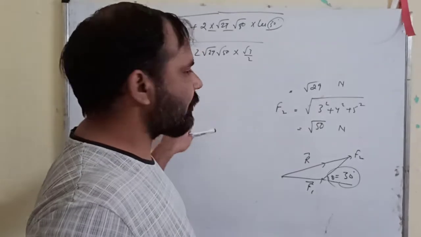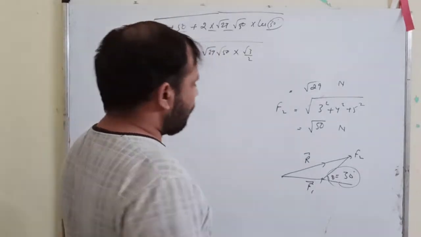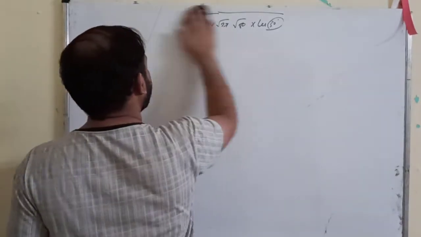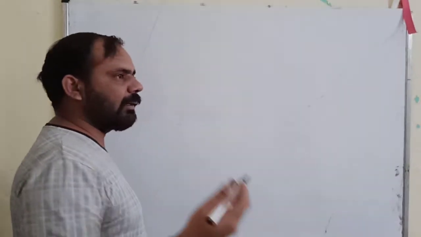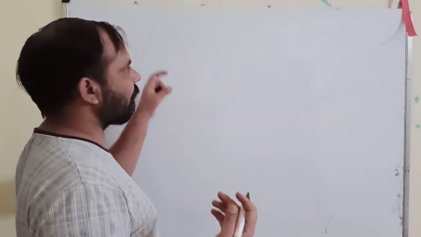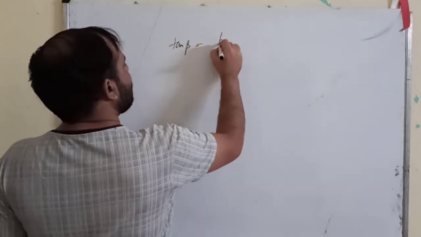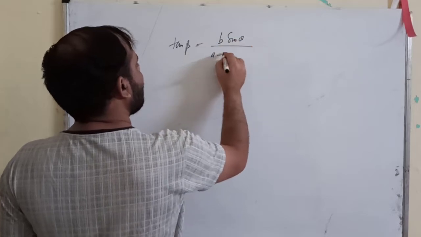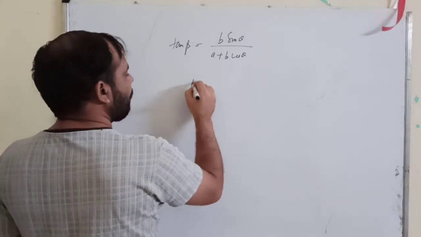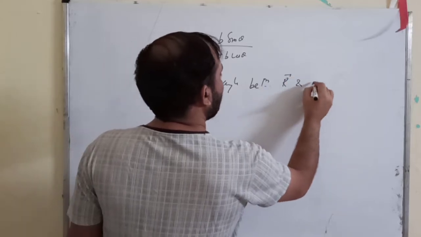Okay, what will be the direction? For that you have a second formula, the other one. One more thing I want to tell you, that in finding the resultant it is not necessary to know which one is A and which one is B, but when you are finding the direction, it is tan beta equals B sin theta upon A plus B cos theta, and beta is the angle between R vector and A vector.